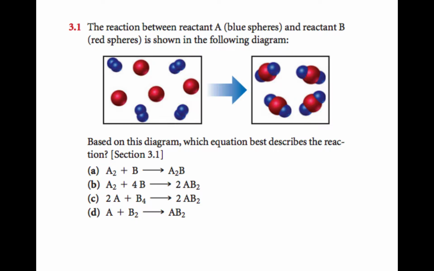So problem number 1. A reaction between reactant A, blue spheres, and reactant B, red spheres, is shown in the following diagram. Based on this diagram, which equation best describes the reaction? All right, so obviously the blue atoms are together in some sort of molecular form, and the red one is an individual atom. So you've got the molecule blue reacting with the monoatomic atom red to form a one red, two blue compound. So this looks like A to me.